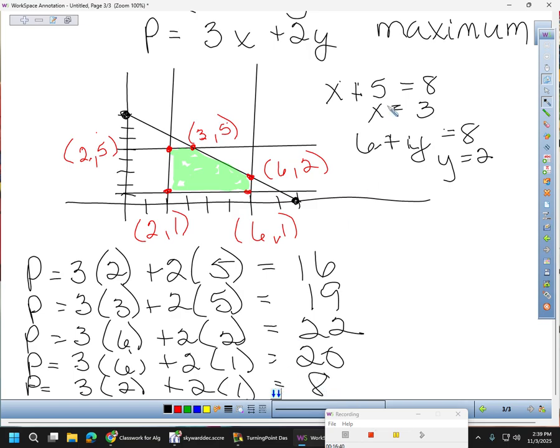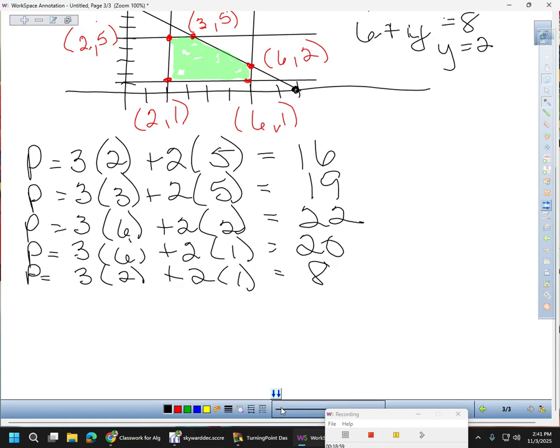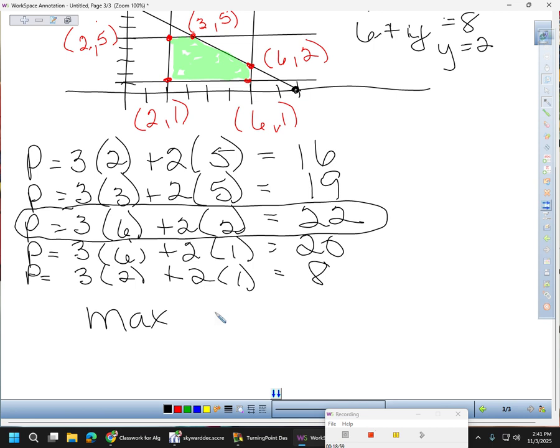All right. And again, we're looking for a maximum. What number is the maximum? 22. Not what you would have thought, huh? So we say max at 6, 2.